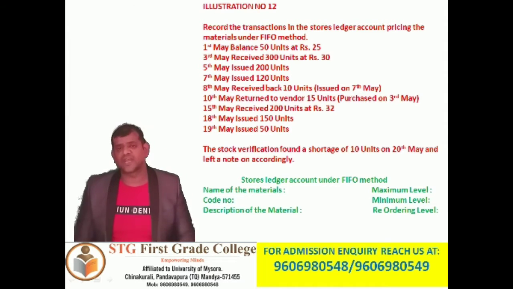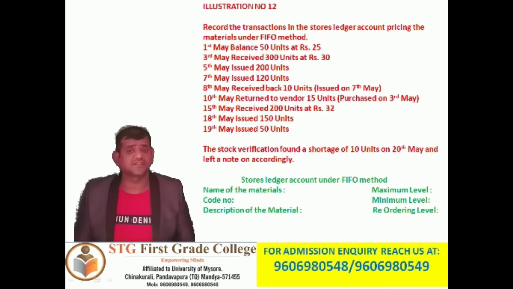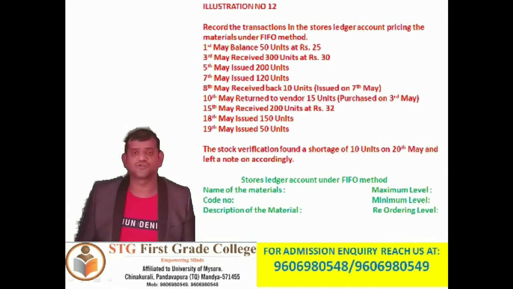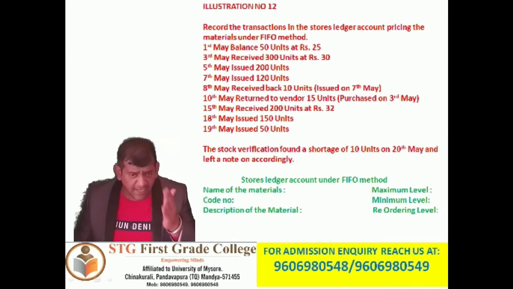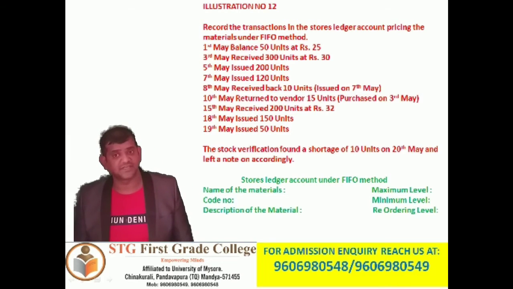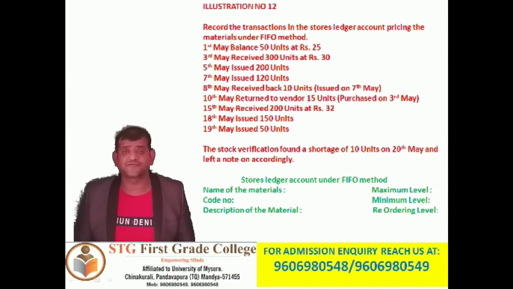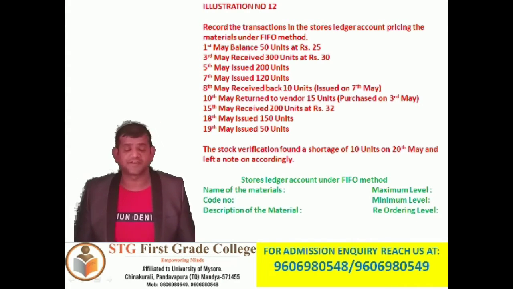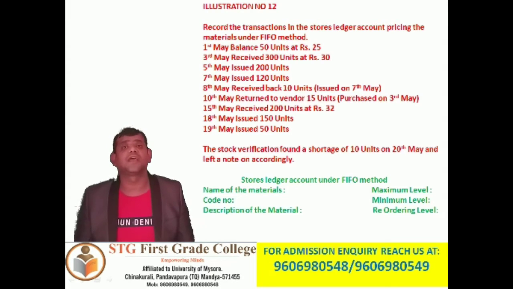Okay. So now we are supposed to do a solution for this particular problem under first in first out method. Okay. So now take the heading for the problem, that is a stores ledger account under FIFO method, that is first in first out method. Take down name of the material, code number, description of the material, and on the other side of the table maximum level, minimum level, and reordering level. So this is going to be the heading.